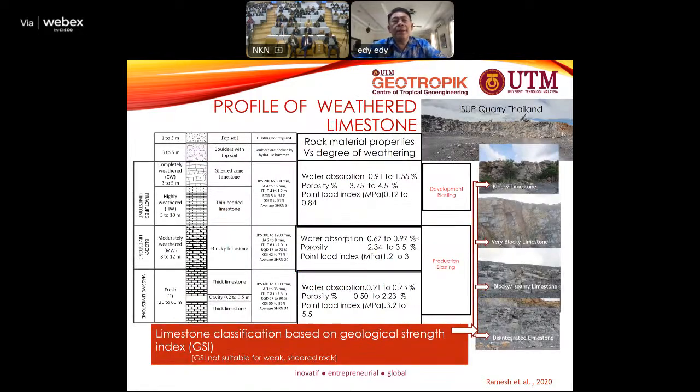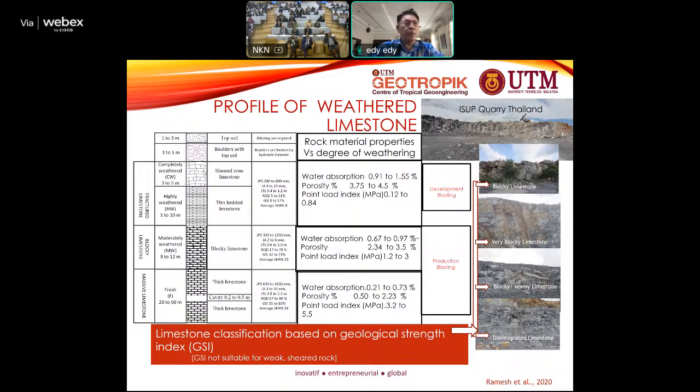Okay, and then this is the difference in the limestone. Just now it was granite. Now it is limestone. In that sense, the changes are also very significant. The water absorption at the top part, for example the fractured limestone, is between 0.9 and 1.5, whereas for the moderately weathered it is reduced to 0.6 to 1%. So here the changes are also quite drastic, and we could anticipate different problems at the different zones.